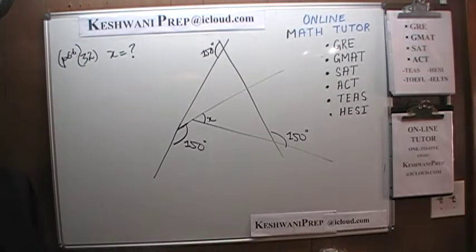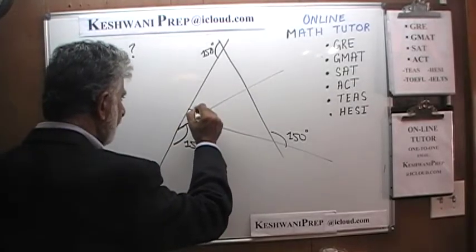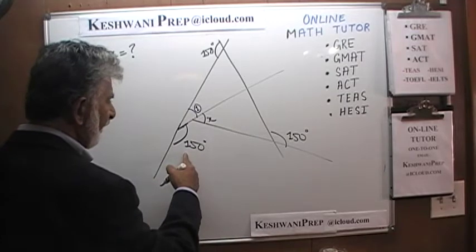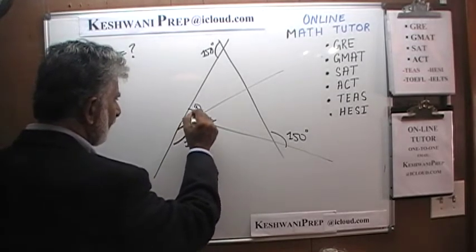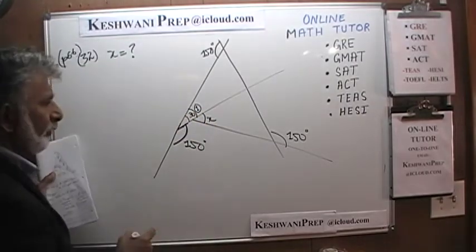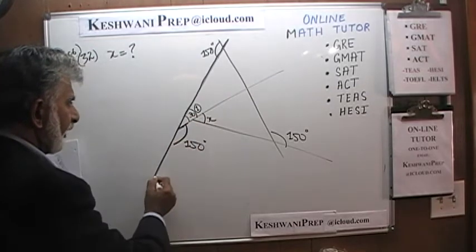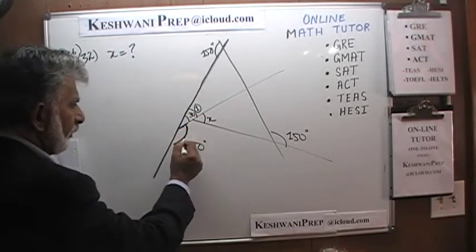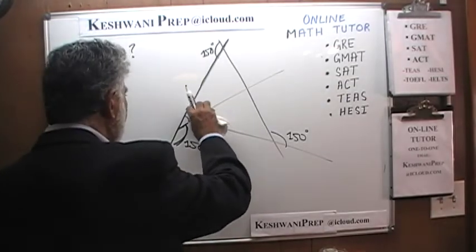The question is, how much is x? Let's begin the story, shall we? I'm going to go step by step, so stay with me, and we're going to mark our steps so that we can follow it. So here's step number one. If this angle is 150, then this must be 30 degrees. Why? Because it's a straight line, which means 30 plus 150 must be 180. Let me erase this part here.